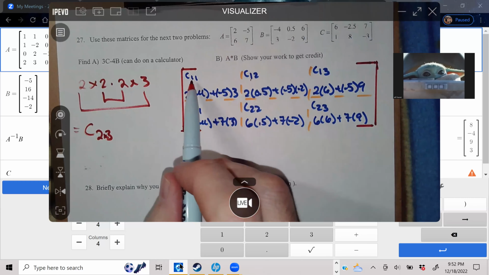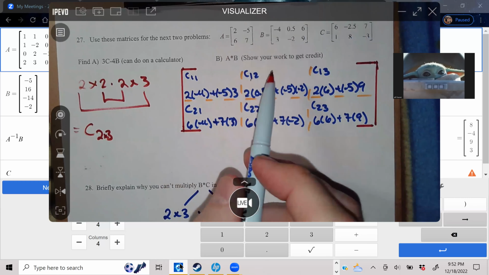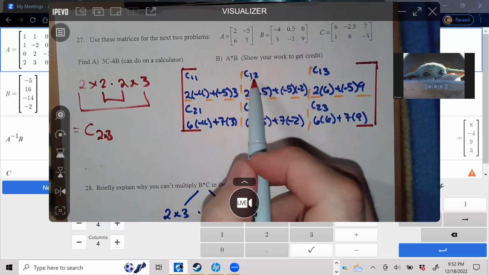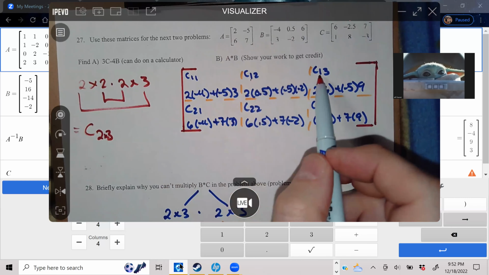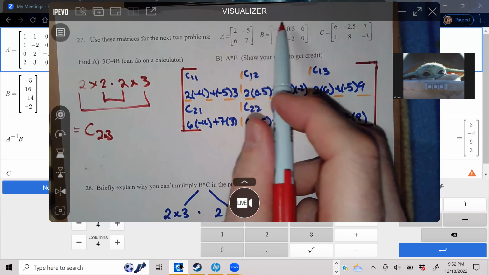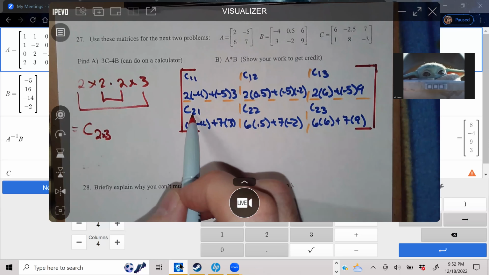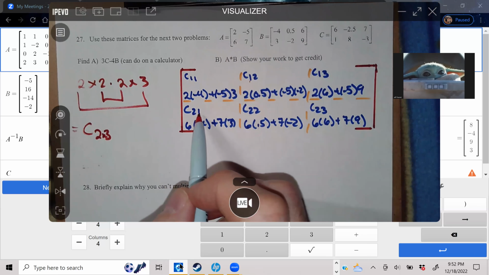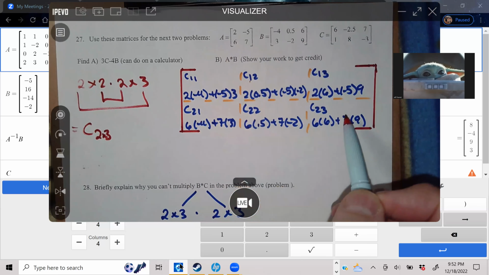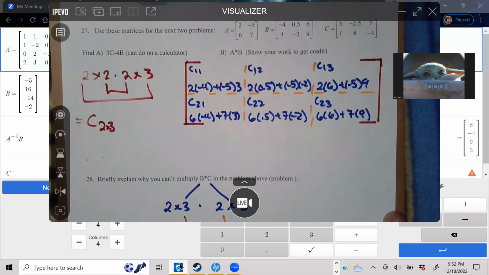So first row of A times first column of B, first row of A times second column of B, and then first row of A times third column of B. Then you move down to the second row of A times the first column of B, and so on. And I'll let you do the arithmetic there.